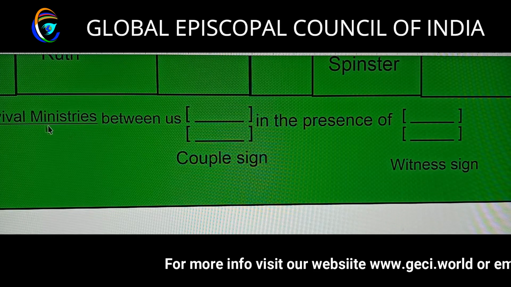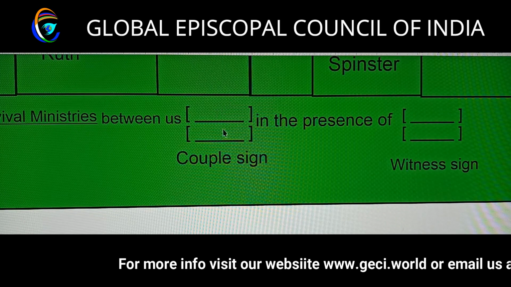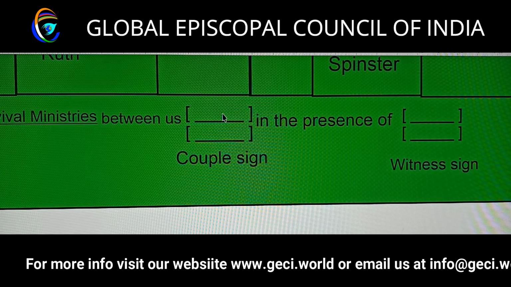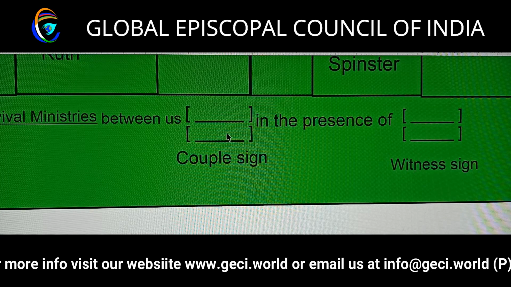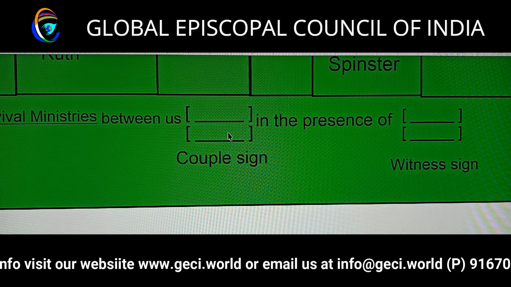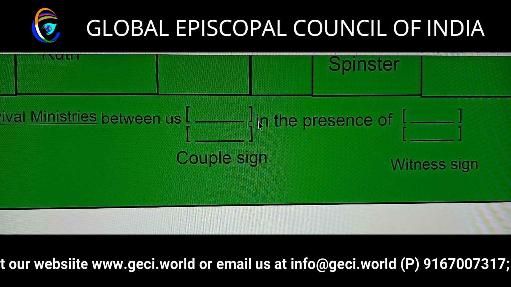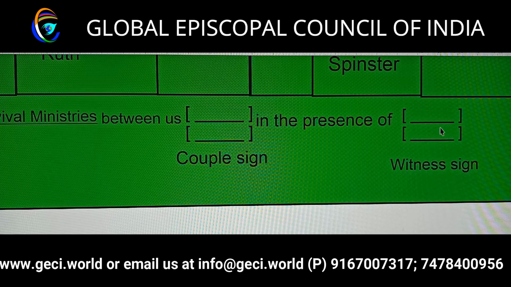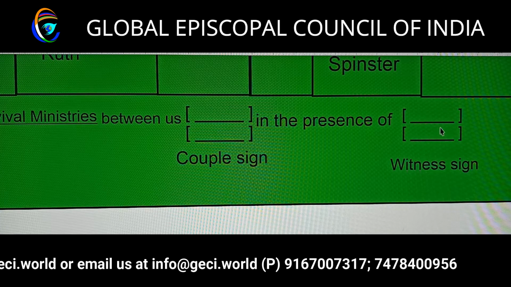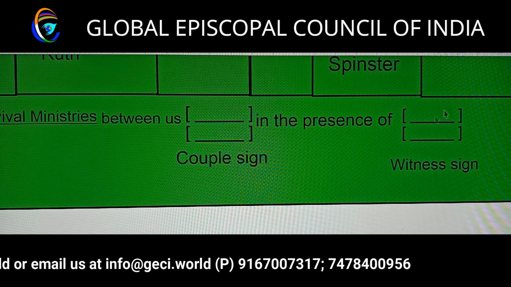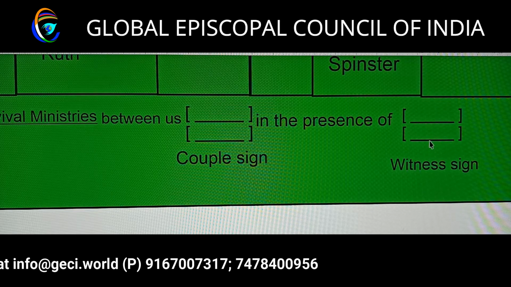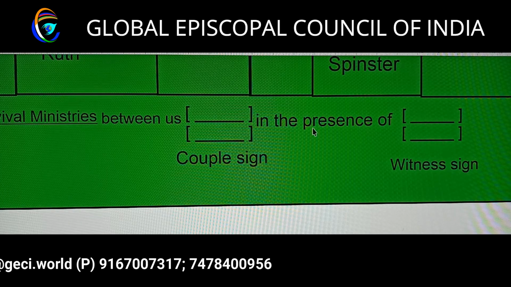In this church, between us, that is the boy and the girl, so you have to take the boy's signature here, the first column, and then the girl's signature here, the second column. And then in the presence of, so between us, in the presence of the witness, so two witnesses you may need, one from the boy's side and the other one from the girl's side. So the boy's side sign the witness, and then the second witness will sign over here from the girl's side.